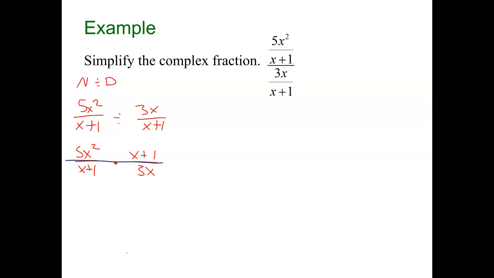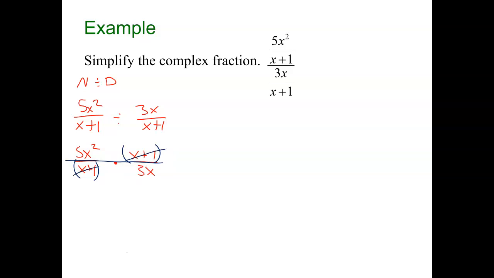So then we look to factor and simplify. 5x squared is pretty much factored. X plus 1 is factored. 3x is already factored. So that worked out easy. So now it's just what simplifies? What can I cancel out from the numerator and denominator? X plus 1. Anything else?